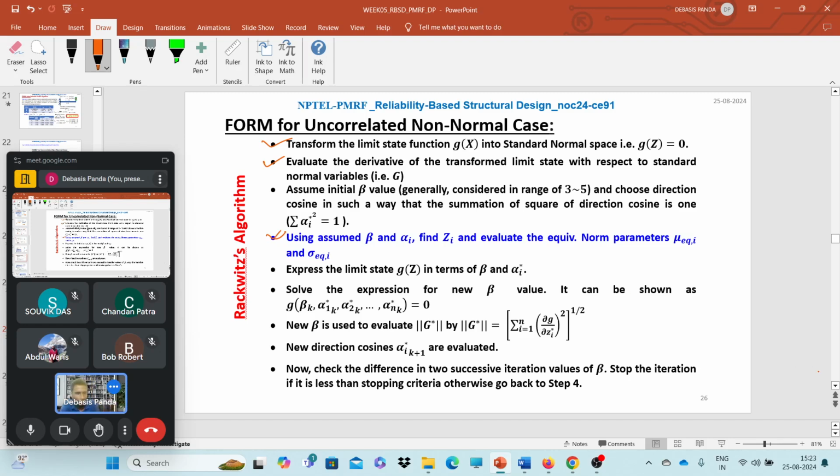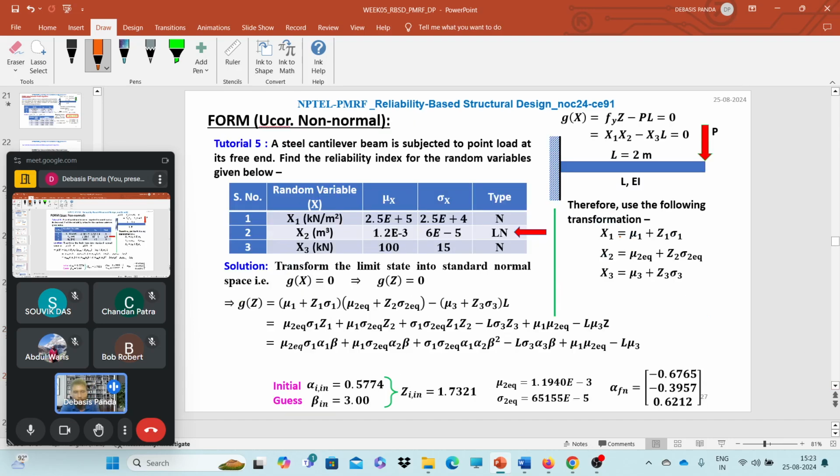Okay, so if we quickly go through one problem, previously we solved it where all three random variables were normal. Now what we have done is that instead of a normal random variable, x2 will follow a log normal distribution. So what will be the change here? Instead of directly converting x2 into z space, here we need to find the equivalent normal mean and equivalent normal sigma for this case, and then we can proceed with the iteration of the solution.